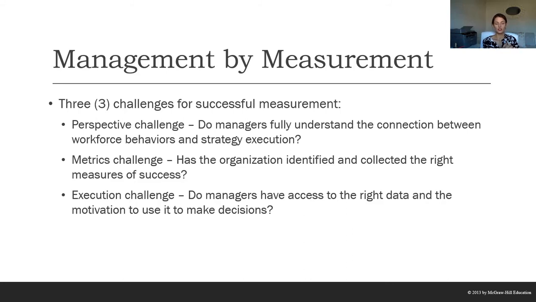The second challenge is a metrics challenge. Are we measuring what we should be measuring? Are we measuring a relevant phenomena? If we aren't, we're wasting time and money. The third challenge is an execution challenge. Do we have all the resources that we need to not only do the actual measurements, but do we have all the resources needed to use that data, those measurements, to actually make decisions?